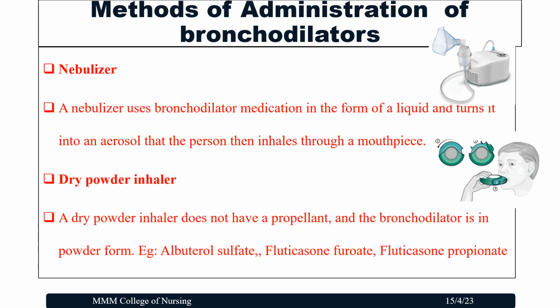The second method used for the administration of bronchodilators is the nebulizer. A nebulizer takes bronchodilator medication in the form of a liquid and turns it into an aerosol that the person then inhales through the mouthpiece. And the third one is the dry powder inhaler. A dry powder inhaler does not have a propellant, and the bronchodilator is in powder form. Examples of dry powder inhalers are albuterol sulfate, fluticasone furoate, or fluticasone propionate.